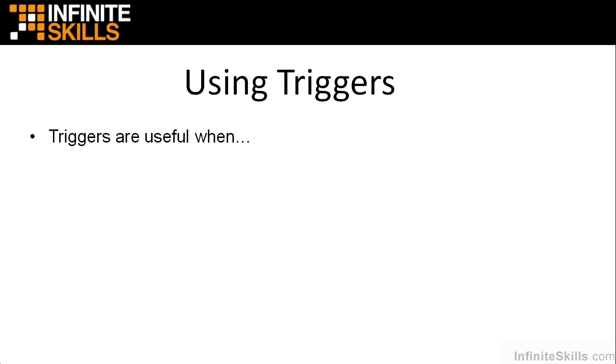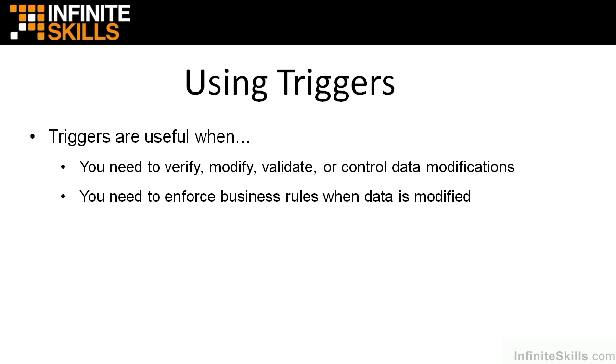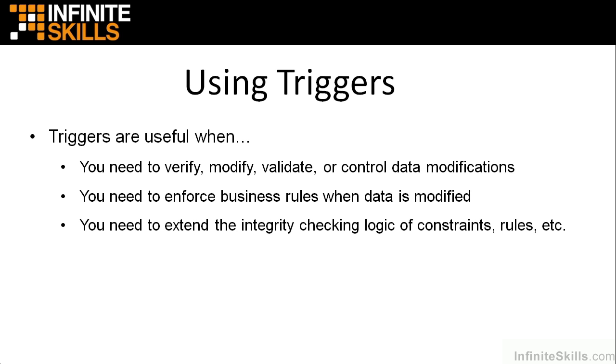Now, triggers are very powerful and they're extremely useful when, for example, you need to verify, modify, validate, or control data modifications as they occur. Maybe you need to enforce business rules when data is modified. Let's say someone wants to change somebody's name or address, and we want to verify with that person that they're the ones that did instantiate that change. Maybe someone wants to change a credit limit. And before we do that, we want to go check and see what kind of customer they've been in the past, that sort of thing.